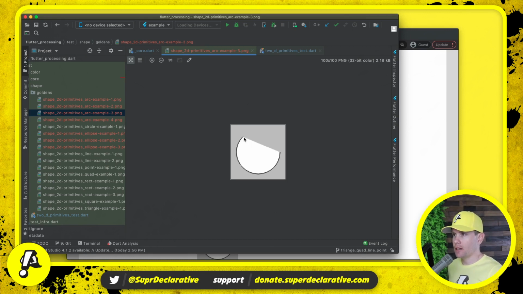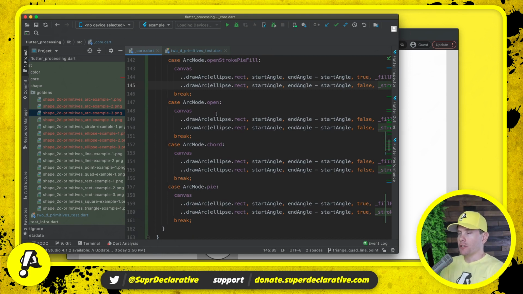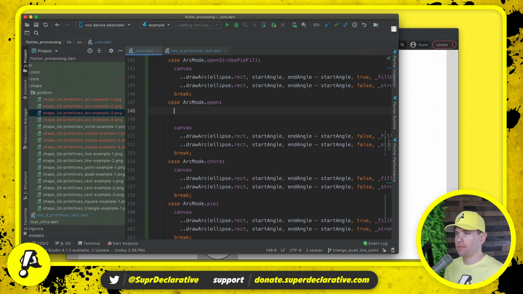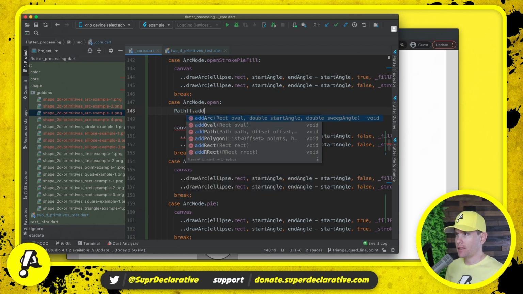The question is, how do we get a stroke in that final segment from end to end? It may not be possible with draw arc. Let me see if path has a draw arc on it. It has add arc. I think what we're going to have to do is use a path, add the arc to the path, and then close the path. We can do that with a path. I don't think we can do it with a canvas.